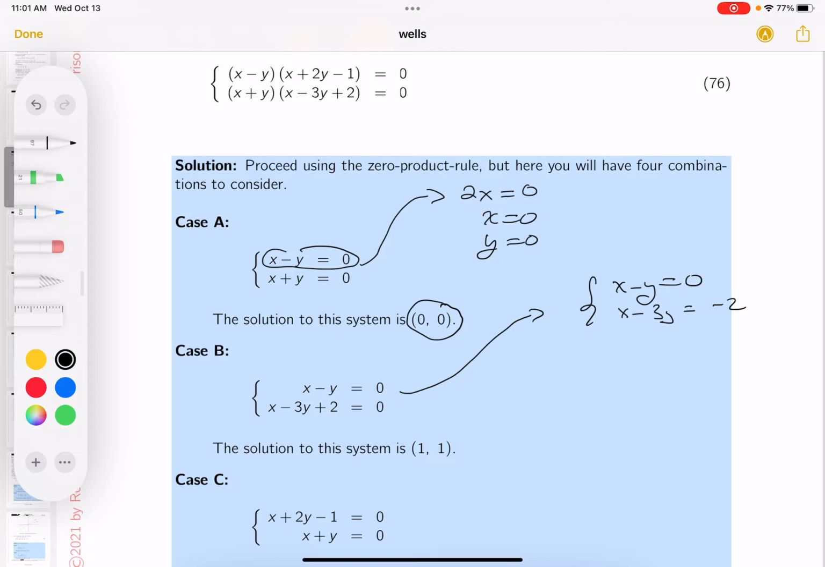Equals minus 2. I'm going to multiply the second equation by minus 1. And what do you get? X minus y equals 0. Then you get minus x plus 3y is equal to minus 2. Add them together. You get 2y.